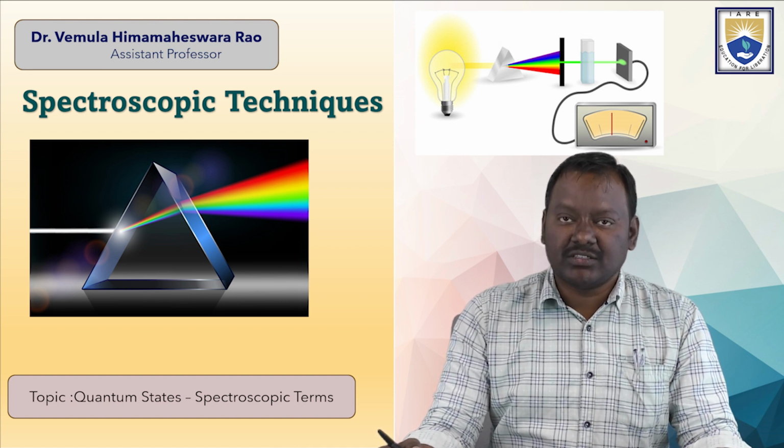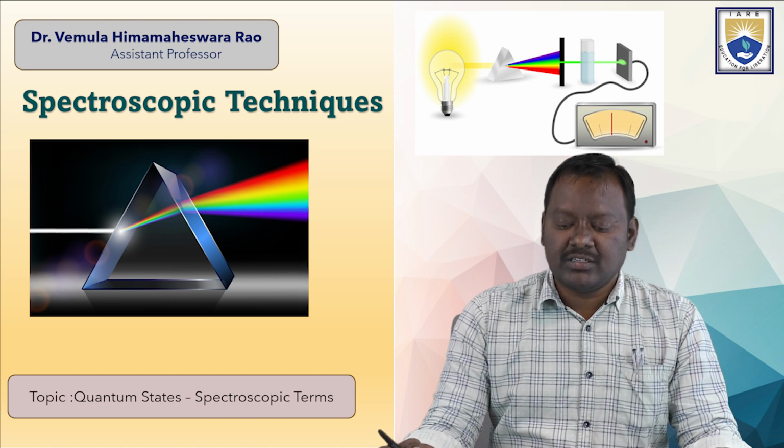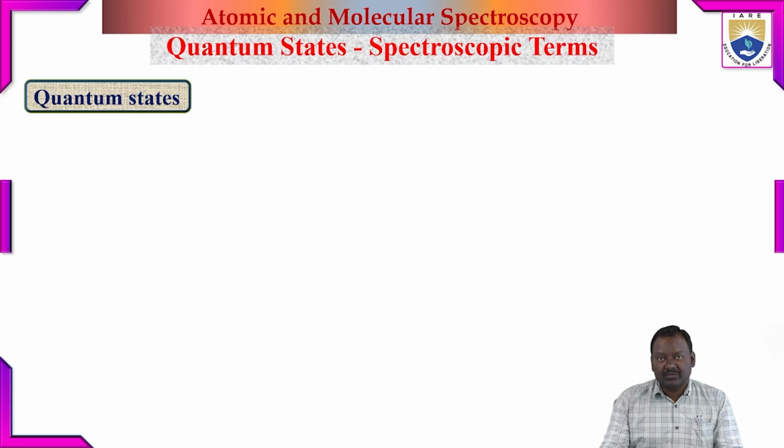Today we are going to discuss quantum states and spectroscopic terms. Quantum states. In general, when an atom is present inside a material substance, it has a central nucleus in which electrons revolve around circular orbits according to Bohr's theory. But according to Sommerfeld theory, there is the existence of elliptical orbits also.